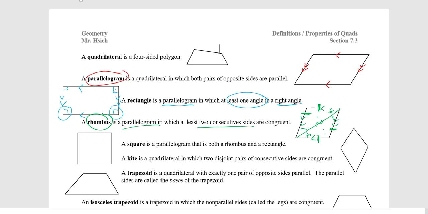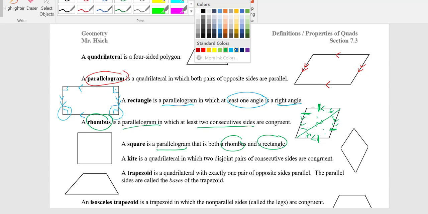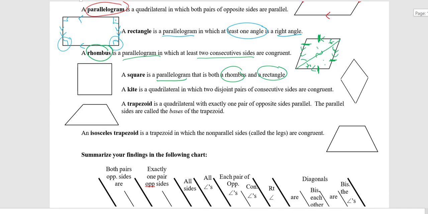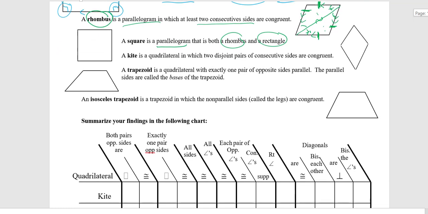So that's kind of an interesting way that rectangles and rhombuses are defined. A square is defined as a parallelogram that is both a rhombus and a rectangle. And I think most of you know what a square is, at least conceptually; most of you have some idea of what a square is.